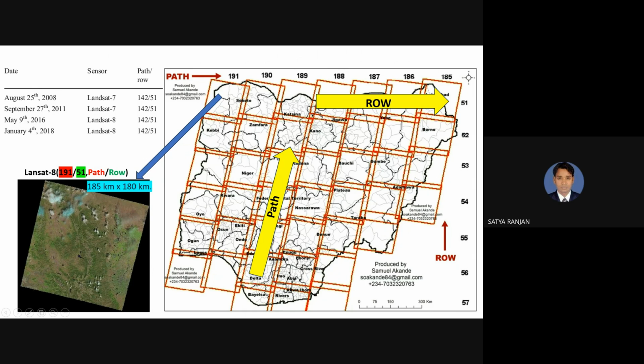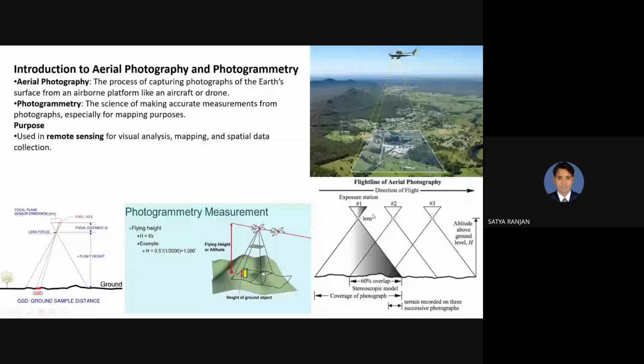So this is like this, and we just forward this. Then aerial photography. Generally, aerial photography is used for high resolution images, as satellite images are not capable of having high spatial resolution due to the height factor.